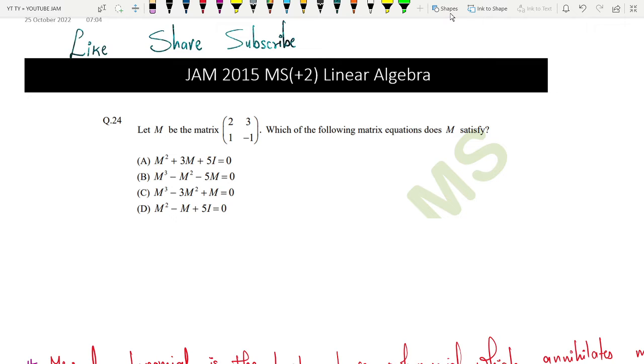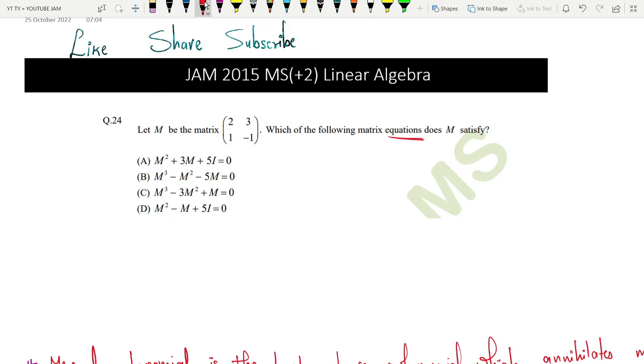Okay, so given is a matrix. Which of the following equations, just read this carefully, does M satisfy? They are asking you equations, so more than one also could be true. Now, whenever the question is like which equation is satisfied by a matrix, two things strike: first is the characteristic polynomial and the second thing is the minimal polynomial. First, we'll find out the characteristic polynomial.